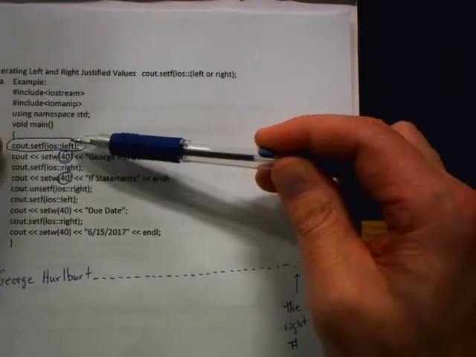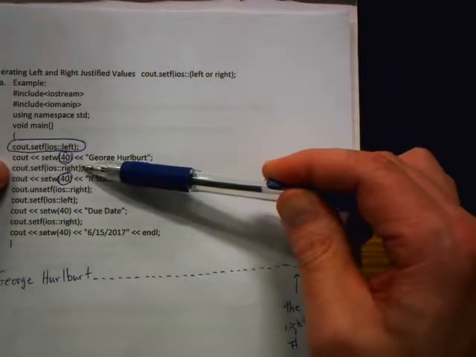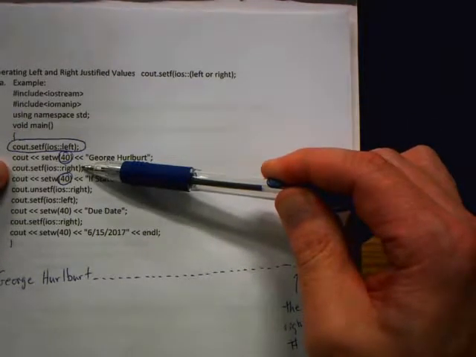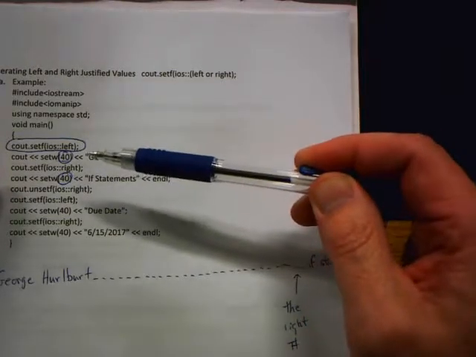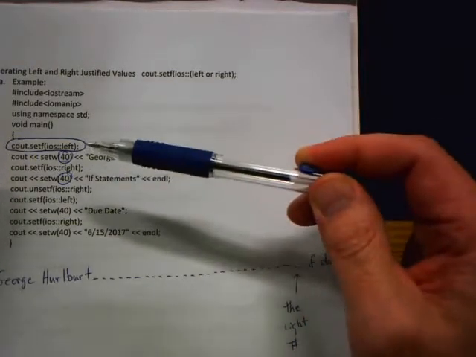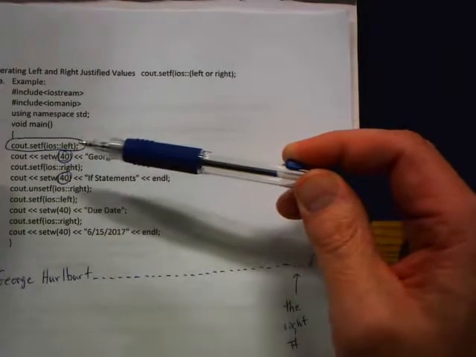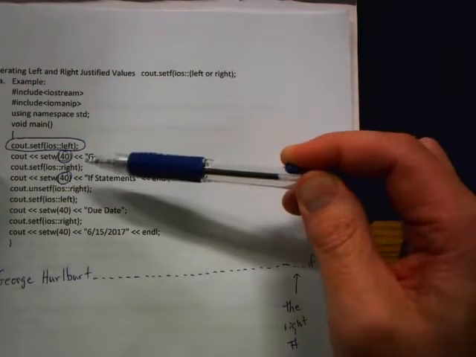I can tell it left justify, and I can tell it right justify without telling it you have to unset the left. So it will go from left to right, no problems. It will not go right to left. And I honestly don't know why that is, but it is.